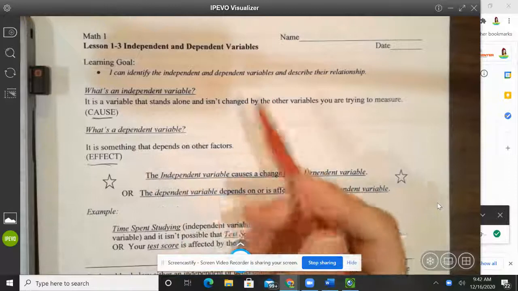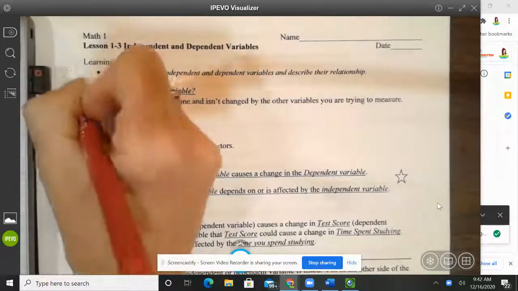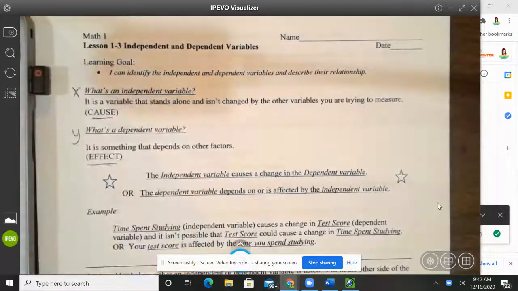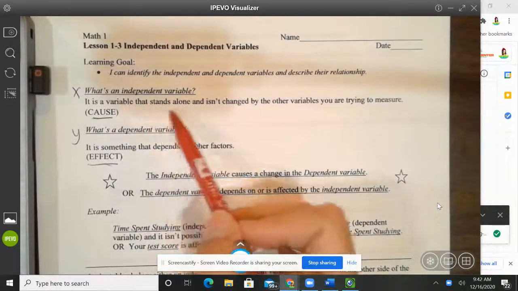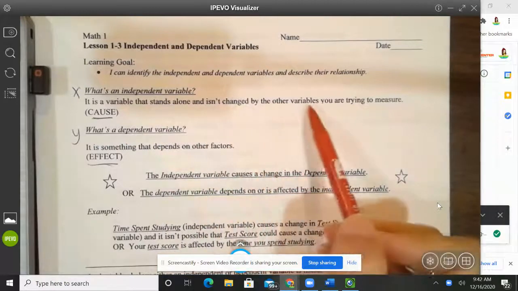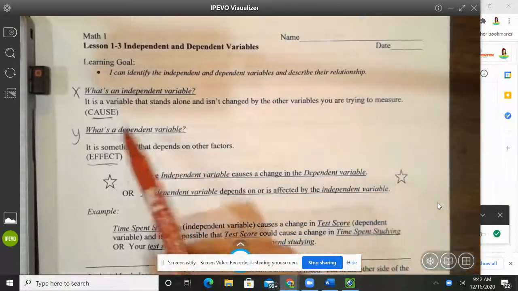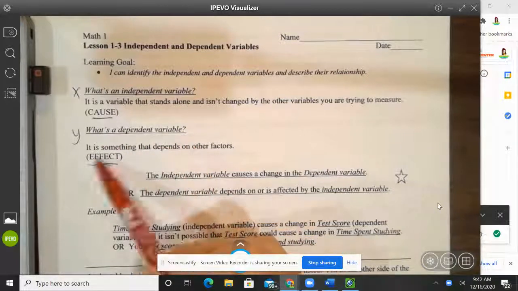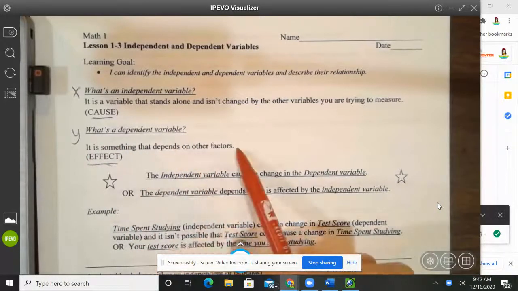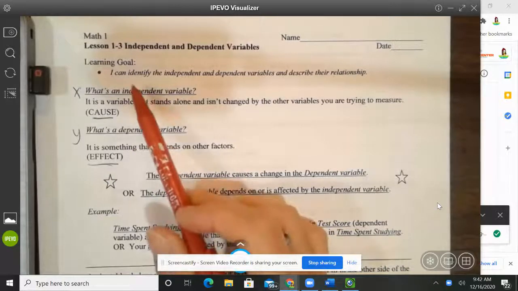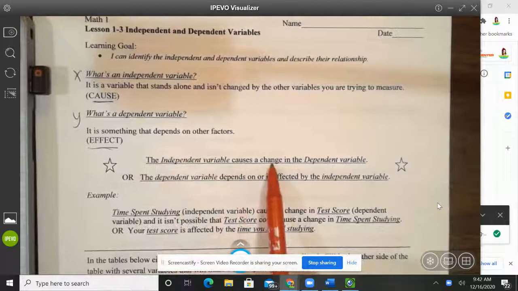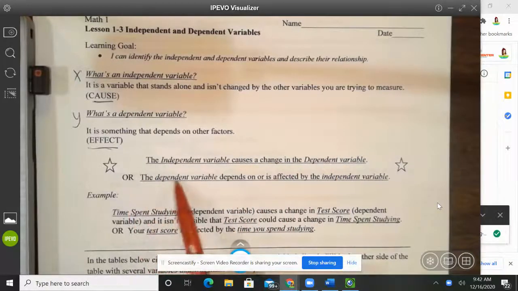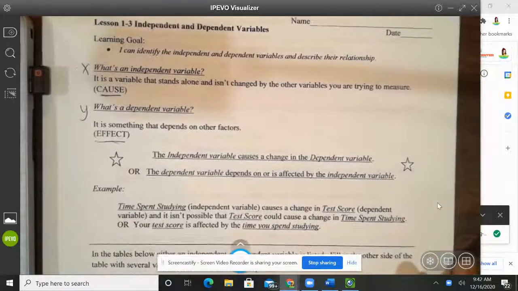So when you see X and Y, we use X and Y here, so you can think about it that way. The independent variable is a variable that stands alone and isn't changed by the other variables you're trying to measure. What is the dependent variable? It's something that depends on other factors. So this one will probably depend on this one, right? Or multiple factors. The independent variable causes a change in the dependent variable, or the dependent variable depends on or is affected by the independent variable.